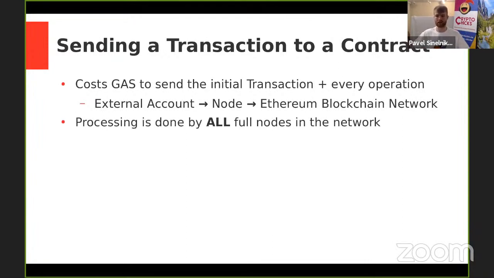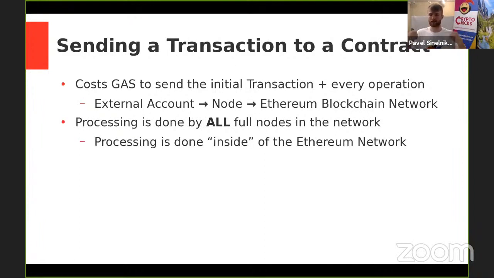And processing is done by all of the nodes in the network. So every single node has to agree that this transaction went through, and every single node has to run this transaction. Processing is done in this case inside of the Ethereum network. And this also changes the state every single time. Even if you send Ether to yourself, it still adds a transaction, adds a block to the blockchain.